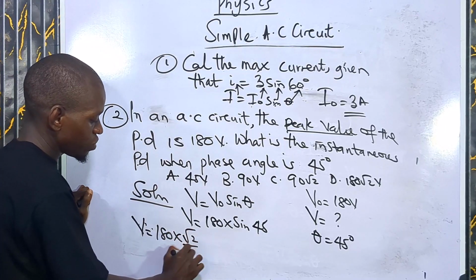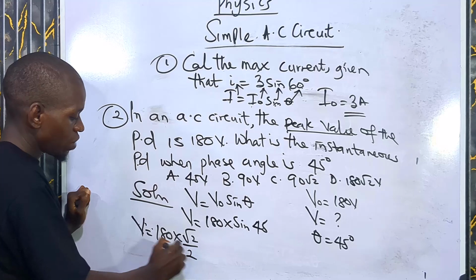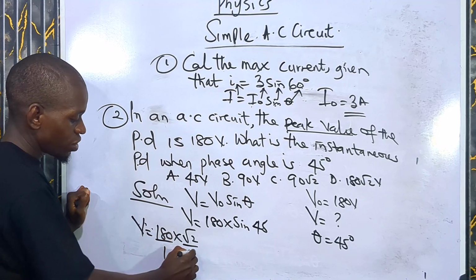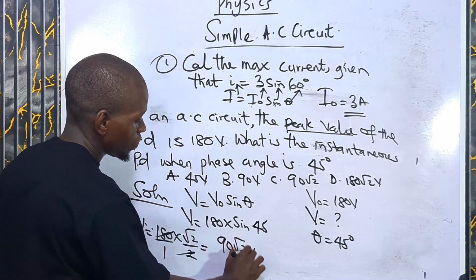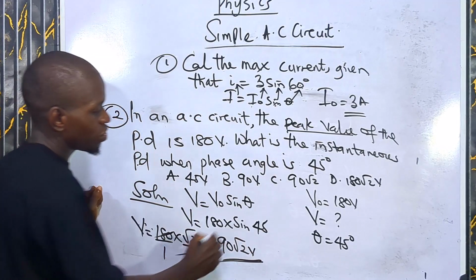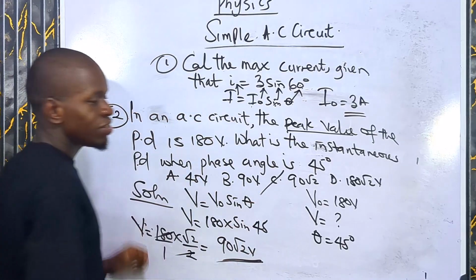So I'm going to have V equals 180 times root 2 over 2. Special angle now. When you know this, do this over 1. When you cancel this, what do you have now? 90 root 2 volts. And that is your answer. The correct option is C.